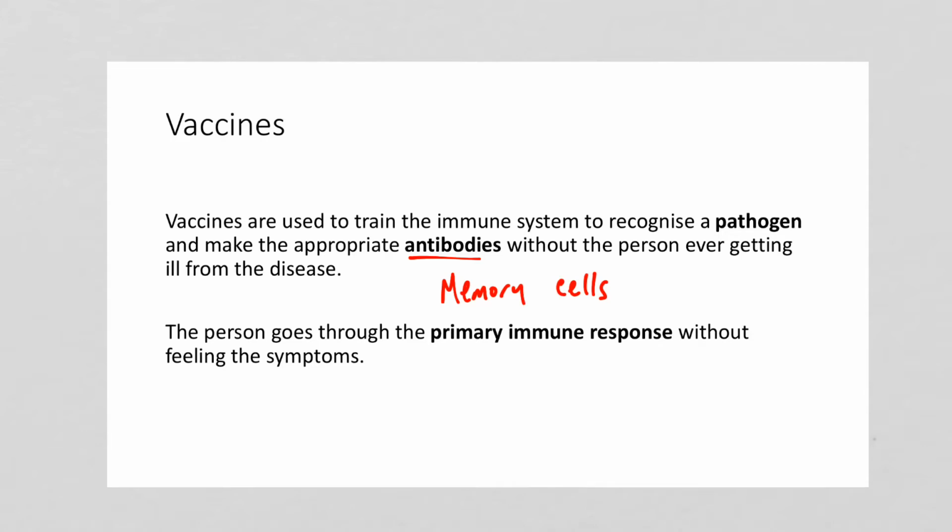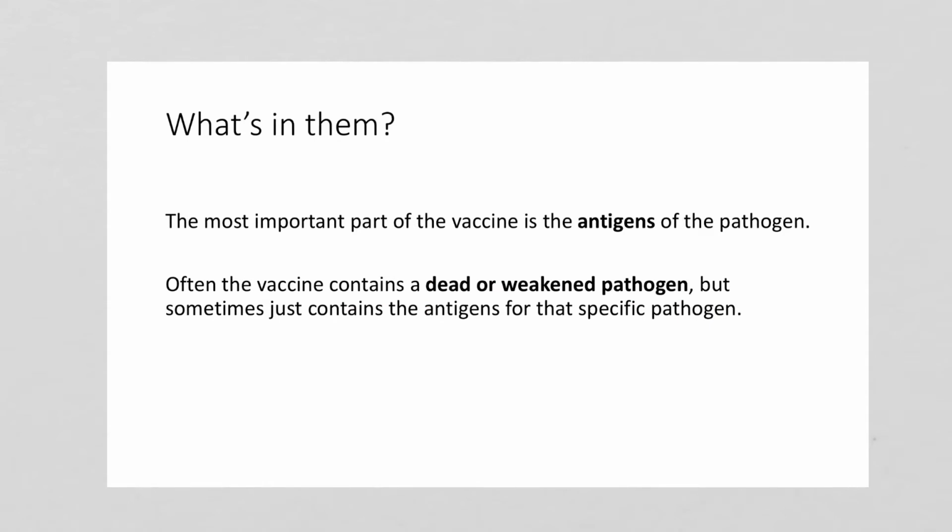So one way to think about vaccines is a primary immune response without the symptoms. So you give the person the antigens to practice on, but they don't actually get ill. And you might be asking, well, how can you do that? And the answer is what is in the vaccine. The most important thing that's in the vaccine is the antigens, because that is what the body, the immune system, is going to be practicing on and learning to make the antibodies to fit.